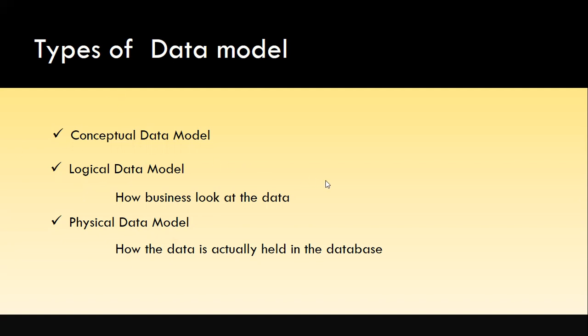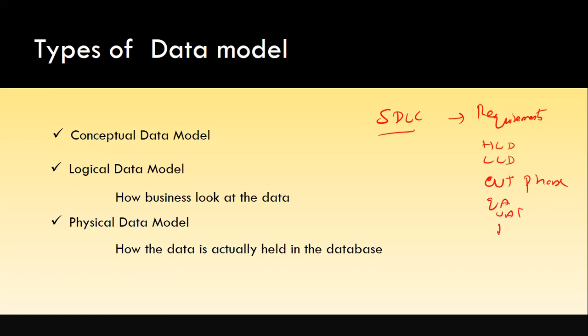So there are three types of data model as part of the software development life cycle, the SDLC. The common software development life cycle starts with the requirements phase. Then you have high level design and low level design, and then the coding phase, coding and unit testing. Once you develop your report, you do the unit test, and then it is migrated to QA and UAT and the deployment.